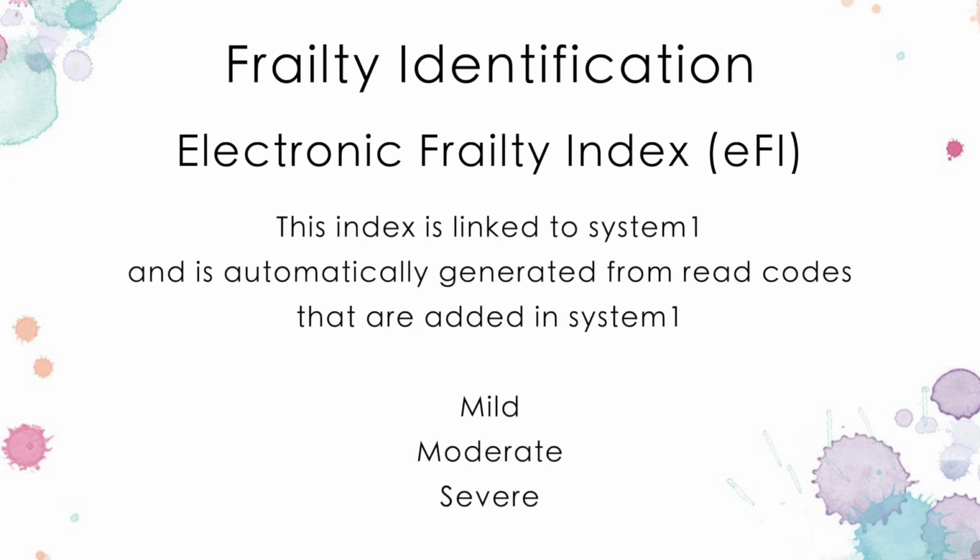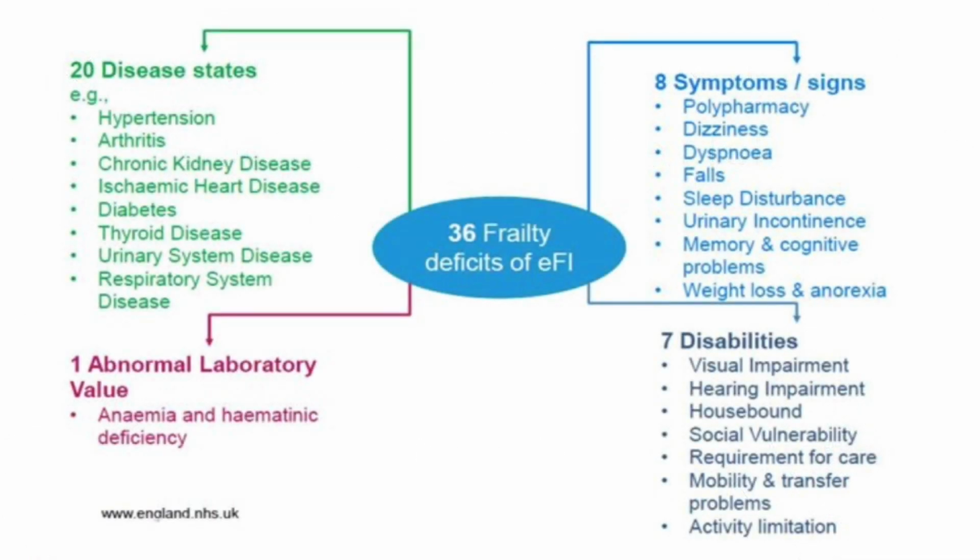This is where if you were to go to your GP and report certain symptoms and be diagnosed with certain conditions, these collate and will classify you as being either mildly, moderately or severely frail. So these are the deficits which link in with the Electronic Frailty Index. For example, if you were to have one disease of arthritis and one symptom of having had a fall, then that might classify you lower down on the scale, and that would be mildly frail. Whereas if you've got a higher number of these issues, then you'll be classified as more moderately or severely frail.